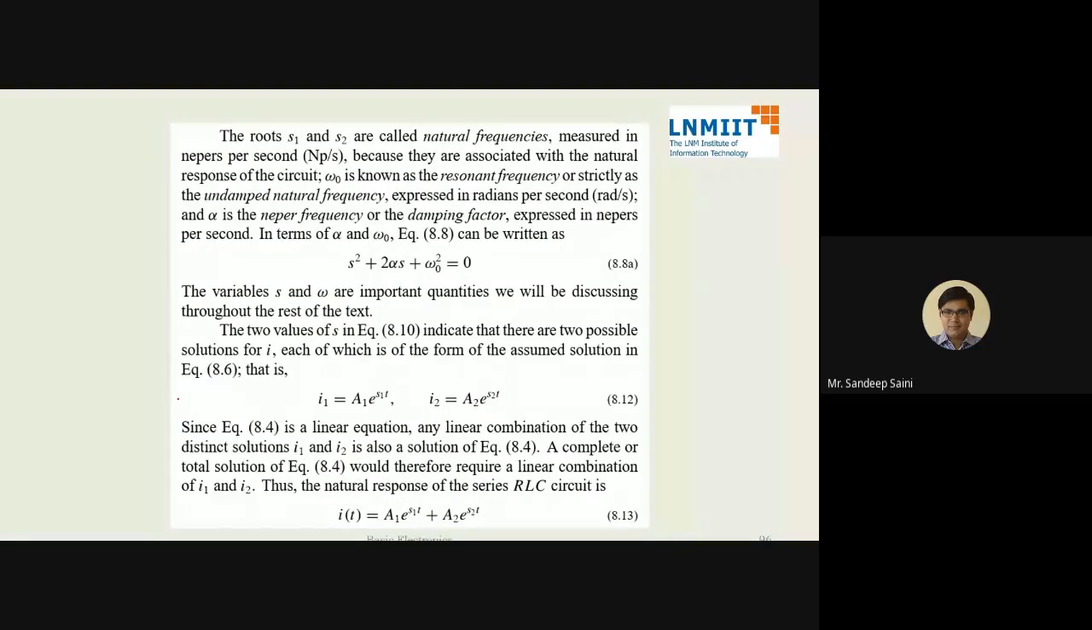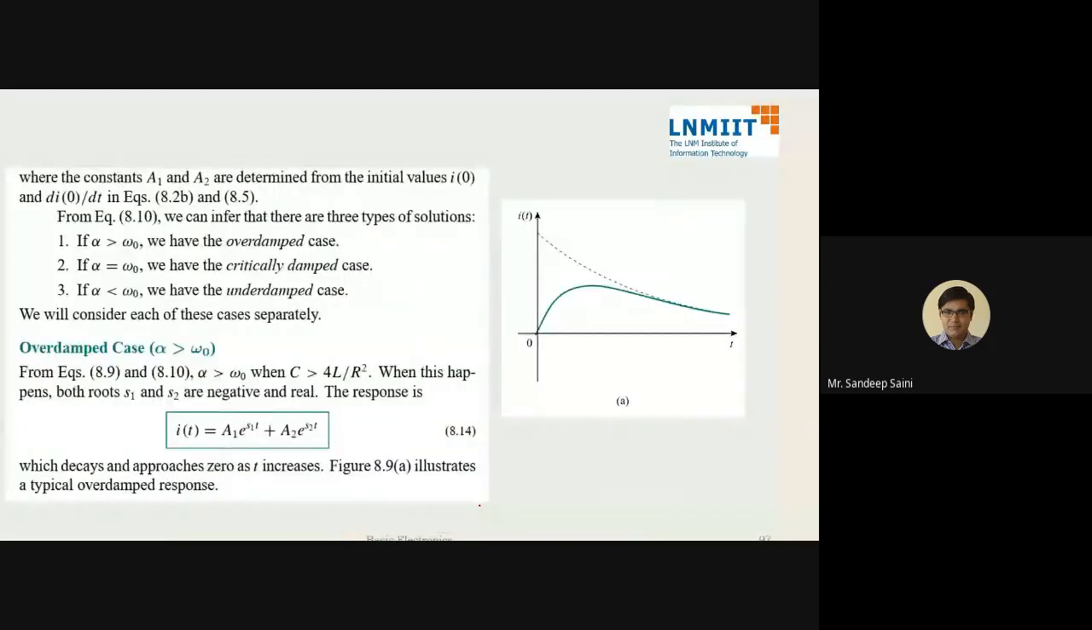So let me show you here also. I will have this equation, then I will have two answers, a1 e^(s1 t) and a2 e^(s2 t), and the total current will be a1 e^(s1 t) plus a2 e^(s2 t). One more thing I did not discuss, because first I wanted to tell you the easy solution.